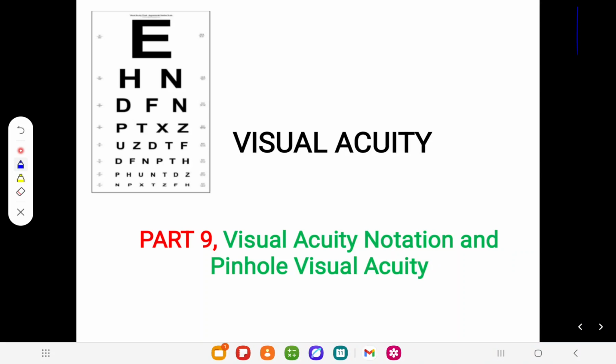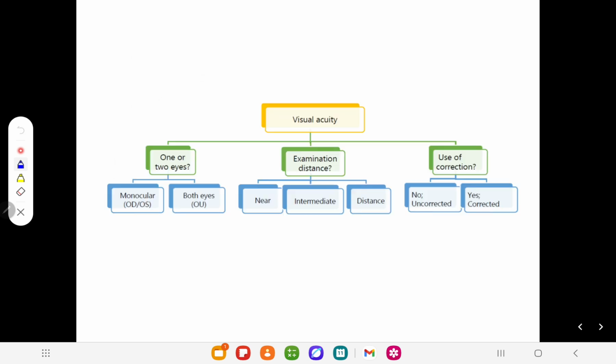Okay, let's discuss visual acuity notation and pinhole visual acuity. This is part 9. I think it will go up to part 15, I don't know. So let's start. Basically, you have to understand what visual acuity is and how we go about the notation.